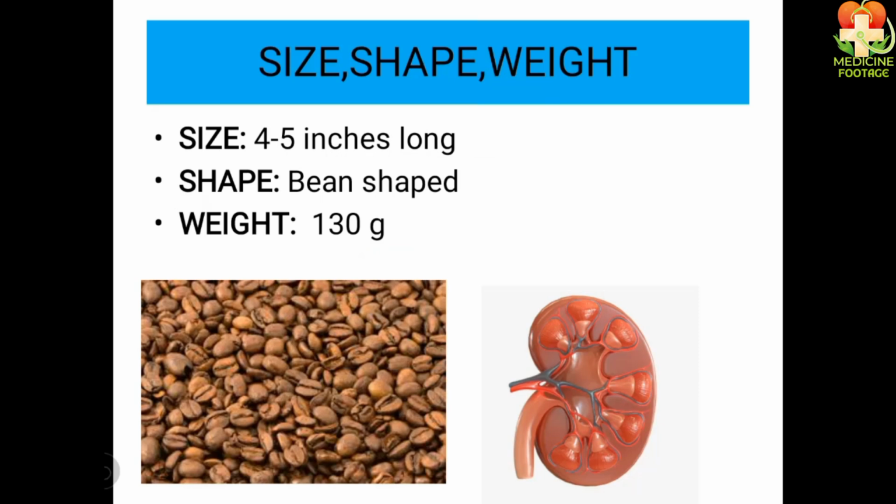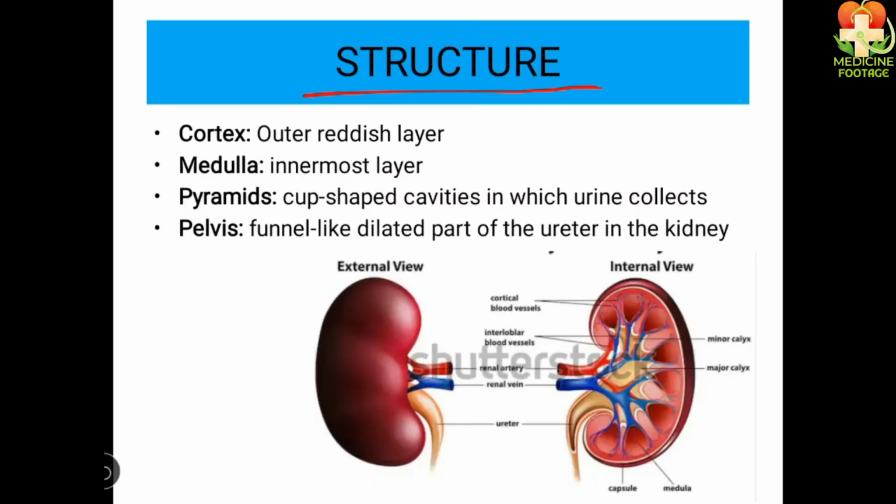Each kidney is about 4 to 5 inches long. As for its shape, the kidney is bean-shaped, as you can see in the diagram, which resembles beans. Now, let's talk about the weight. Each kidney weighs approximately 130 grams. Next, let's discuss the structure of the kidney. Here you can see both the internal and external views of the kidney.